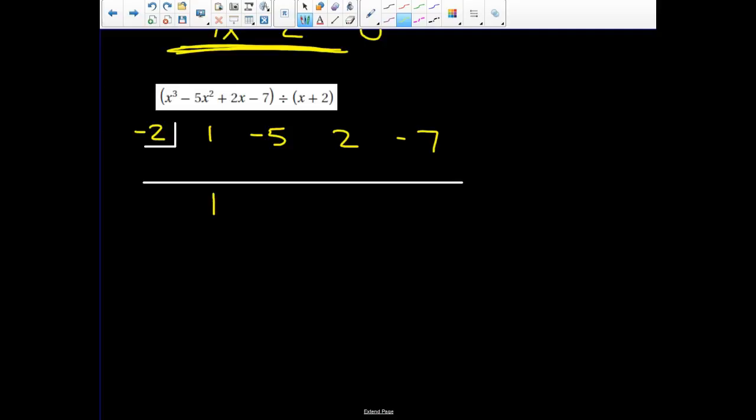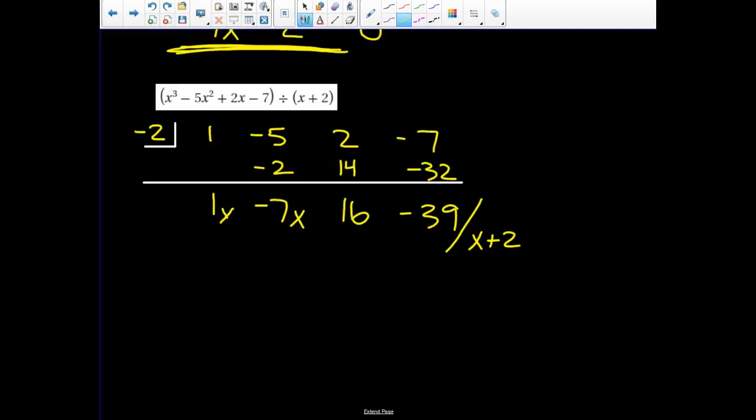Bring the 1 down. Negative 2 times 1 is negative 2. Add those together, you get negative 7. Multiply negative 2 times negative 7, you get 14. Add those together, you get 16. Multiply negative 2 times 16, you get negative 32. Add those two together, you get negative 39. Did I make any mistakes? Surprisingly not. 39 is your remainder, so you put that over x plus 2. 16 is your constant, so there's no x. Negative 7 is the x, and 1 is the x squared.